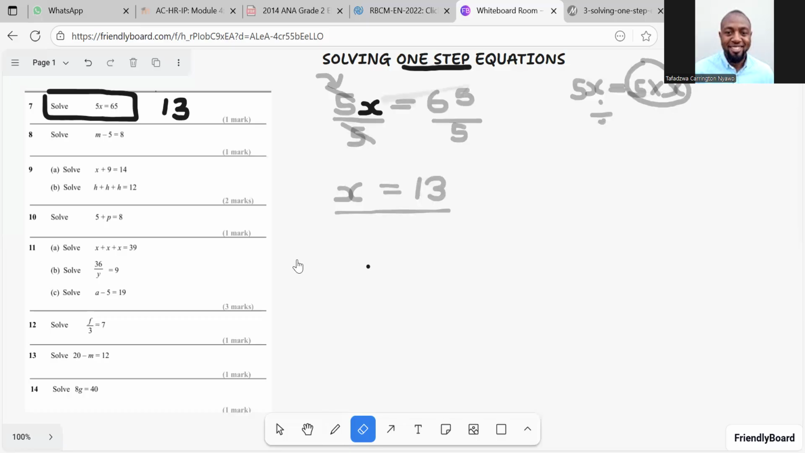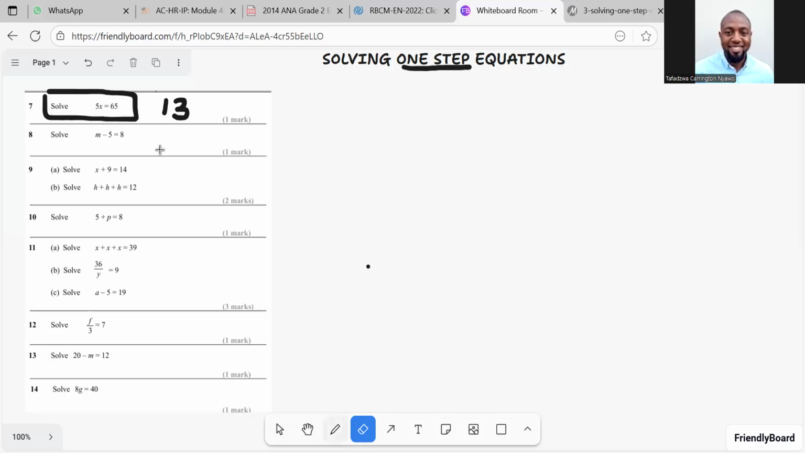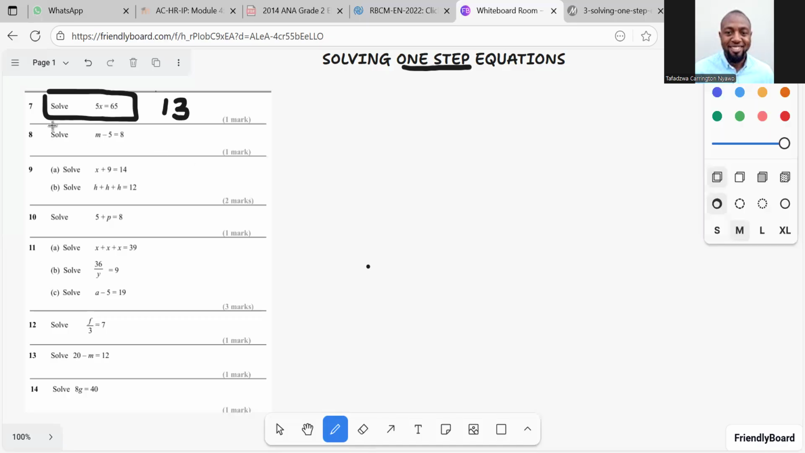All right. So now let's move on to the next equation, which is number 8. m minus 5 is equal to 8. So I'm going to write it right here. m minus 5 is equal to 8. All right. What we want to do here is to make m the subject of formula, or we just want to solve for m.